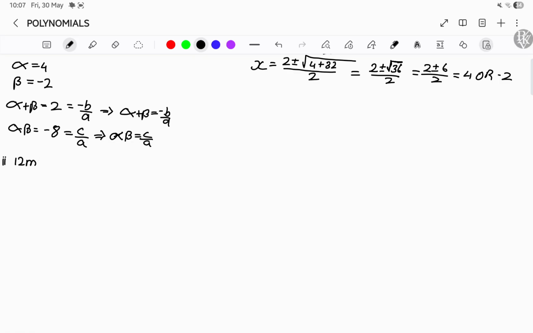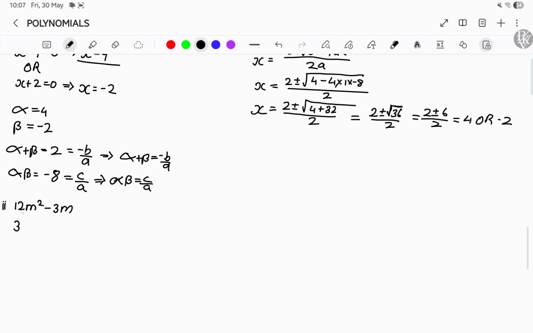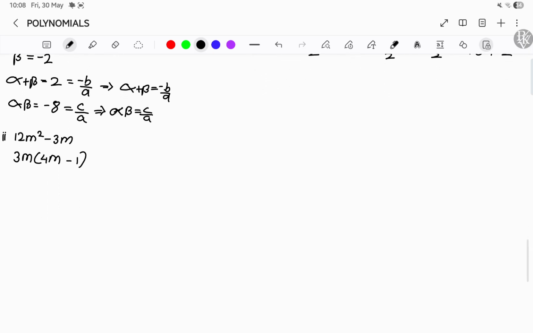Let's say you have 12m square minus 3m and you need to verify the relation between zeros and the coefficients. So here 3 is common and m is common. There is m in both. Now 12m square divided by 3m would be 4m, minus 3m divided by 3m would be equal to minus 1. And this is equal to 0. Don't forget to equate it to 0 and write equal to 0 in every step, or marks will be deducted.